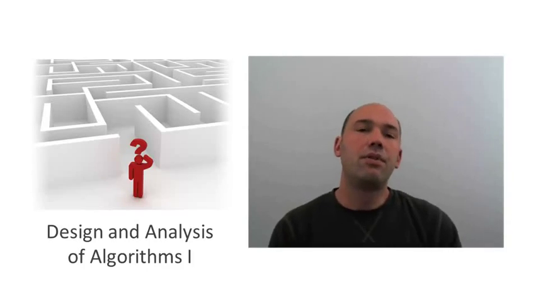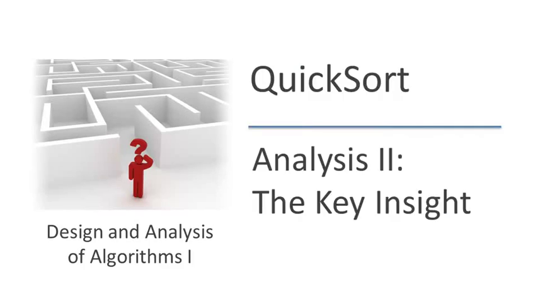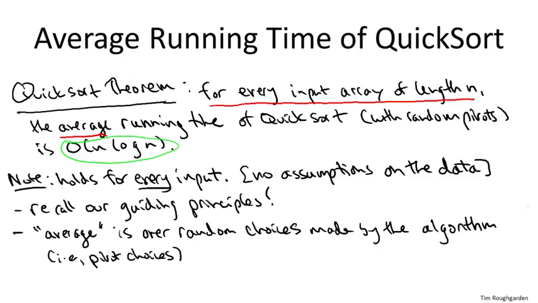This is the second video of 3 in which we prove that the average running time of randomized quicksort is big O of n log n. So to remind you of the formal statement, we're thinking about quicksort where we implement the choose pivot subroutine to always choose a pivot uniformly at random from the subarray that it gets passed. And we're proving that for a worst case input array, for an arbitrary input array of length n, the average running time of quicksort, where the average is over the random pivot choices, is big O of n log n.